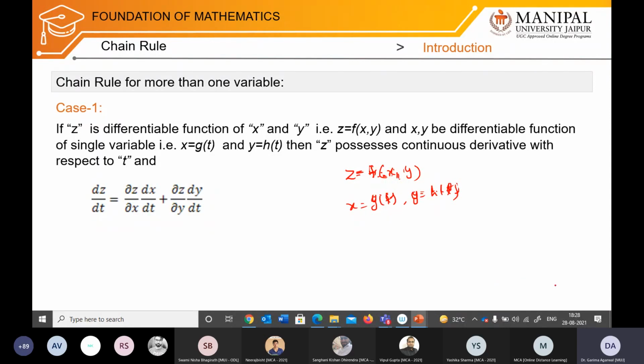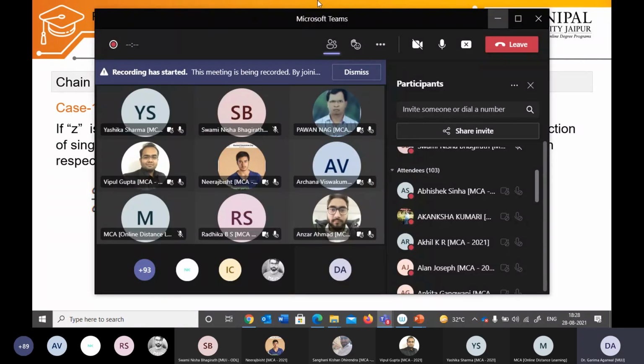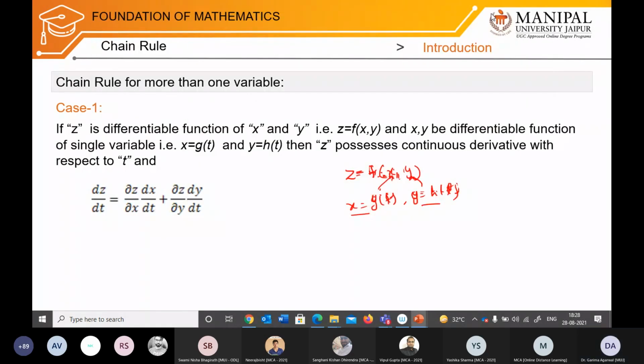Then how can we find the derivative of Z? Ultimately, if we substitute the value of X and Y here, Z will be a function of T, right? So we need to find dz by dt. Am I clear? I need to find dz by dt. But Z is a function of X and Y. That means I can differentiate Z partially with respect to X or with respect to Y.